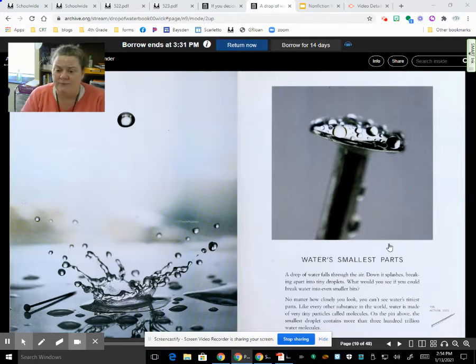Formal or informal? Water's smallest parts. A drop of water falls through the air. Down it splashes, breaking apart into tiny droplets. What would you see if you could break water into even smaller bits? No matter how closely you look, you can't see water's tiniest parts. Like every other substance in the world, water is made of very tiny particles called molecules. On the pen above, the smallest droplet contains more than 300 trillion water molecules.